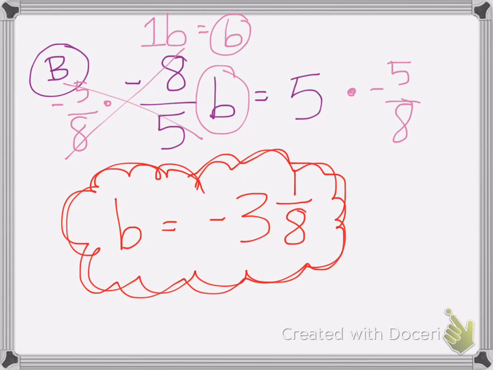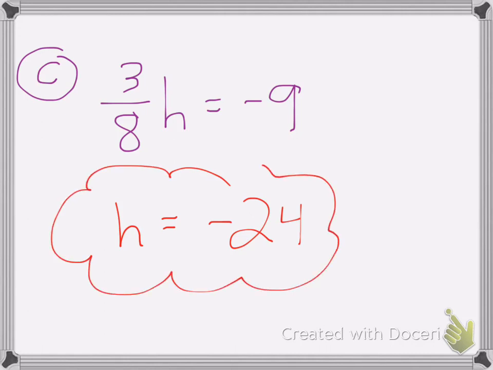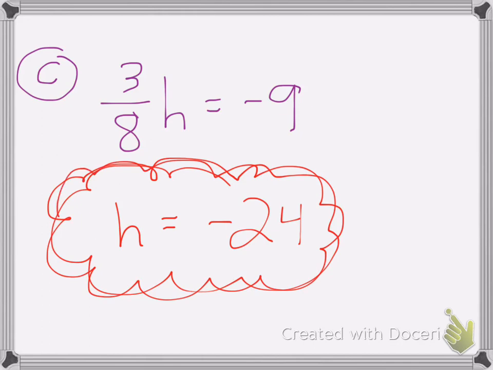Practice makes perfect. Okay, are you ready for C? Let's do it quickly. C. 3/8 h equals negative 9. Okay, pause it and work it out. Your answer should be h equals negative 24. Did you get it? If you got it, I am so proud of you. If you didn't, I am still proud of you. Just try again. Okay, let's move on to the final example. Good job.